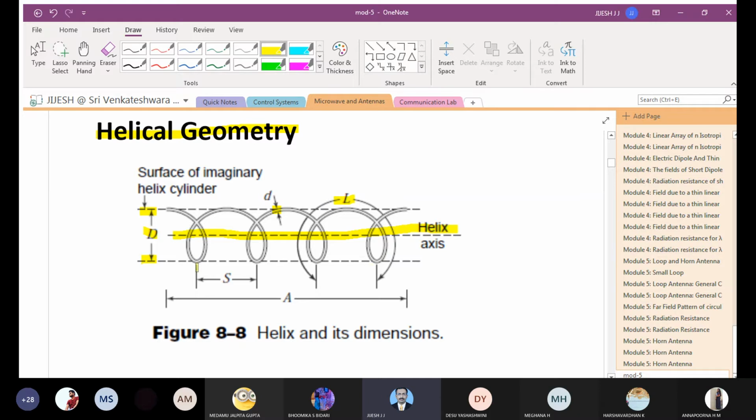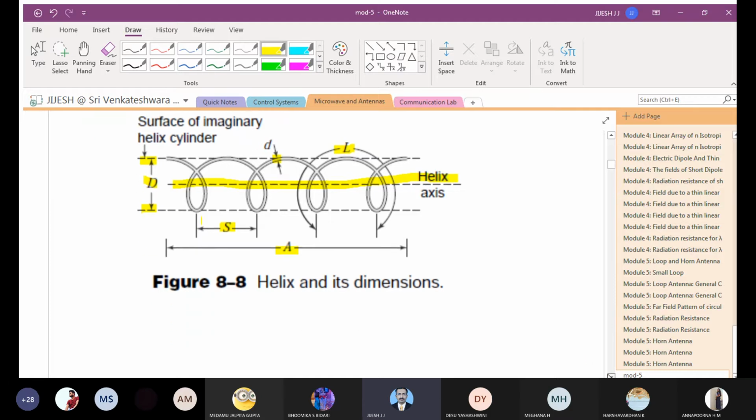So the spacing between one rotation to another, you can say that is A, and the entire length is capital A. And this one rotation to another, you can see that the spacing is S. So these things are required for us to understand. So let me move on further.